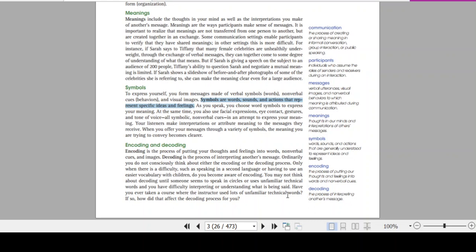And decoding is the process of interpreting the author's message. Ordinarily, you do not consciously think about either the encoding or the decoding process. Only when there is a difficulty, such as speaking in a second language or having to use an easier vocabulary with your children, do you become aware of encoding.